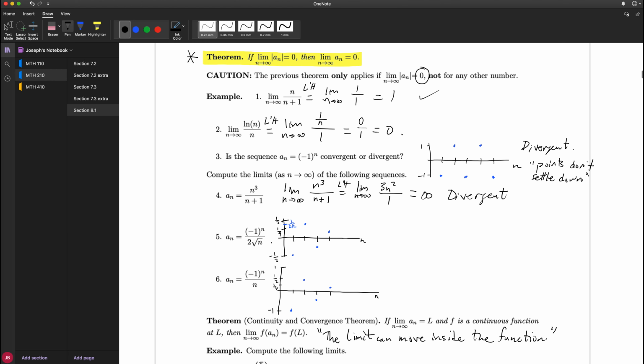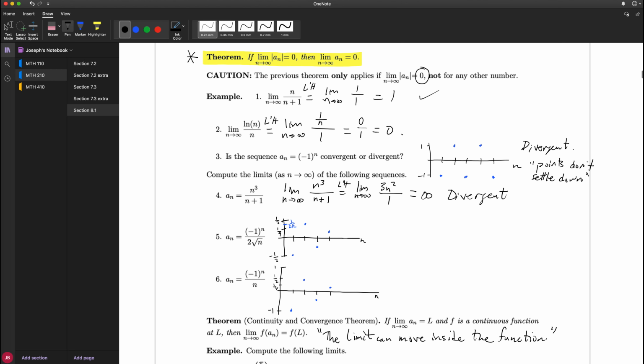And so what we have to do instead is, let's look at a picture first. So when n is 1, I get -1 divided by 2 times the square root of 1. Well, that's just 2 on the bottom. So I get -1/2, right? And so that's this point here. When n is 2, I get (-1) squared, which is a positive 1, over 2 root 2, which I've drawn right there roughly.